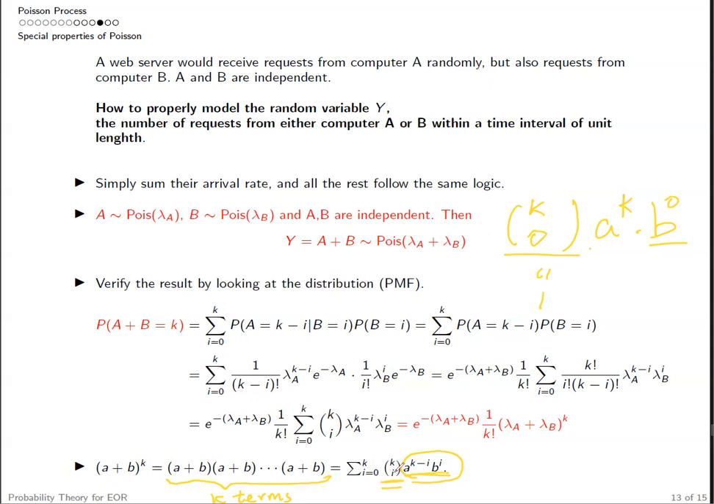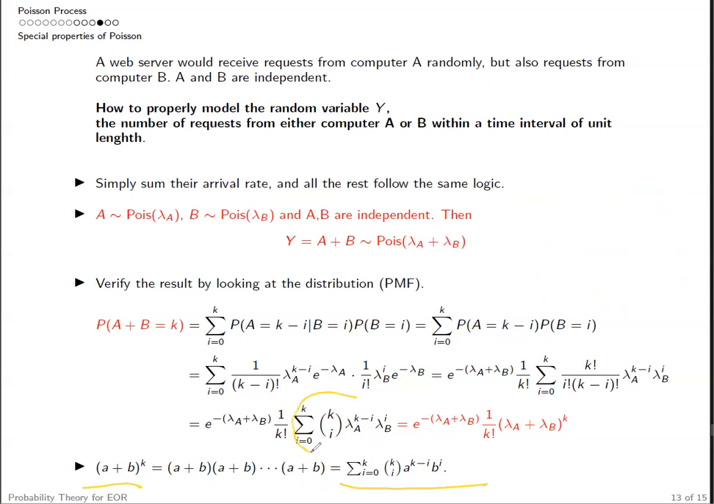And what happens if i equals, for example, 1? That basically means we need to choose one b out of those k terms. There are k different choices, and the remaining will be a's, right? And if we expand all terms together, that will be the summation of all these possible outcomes. We're going to sum them together. So this is an identity involving the binomial coefficient.